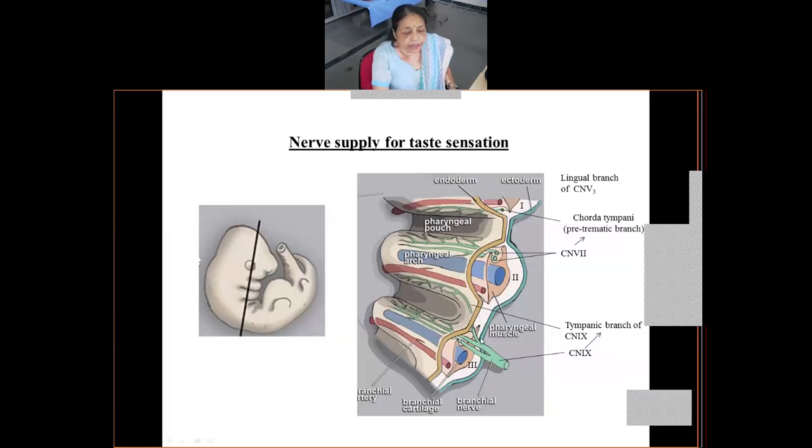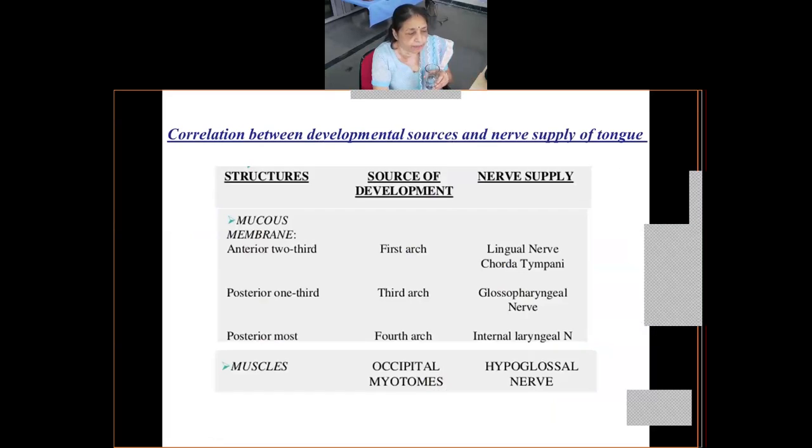The glossopharyngeal nerve also gives a branch to the second arch, known as the tympanic branch. We have no work with this tympanic branch. But the glossopharyngeal nerve itself enters the third arch, and it will carry both the general sensation as well as the taste sensation. And the muscles of the tongue are developed from which myotome? The occipital myotome. So they will be supplied by the hypoglossal nerve. That is the nerve supply.